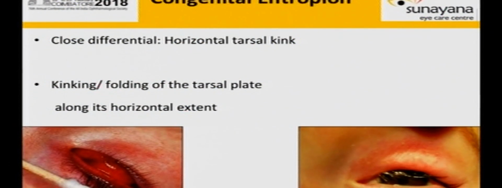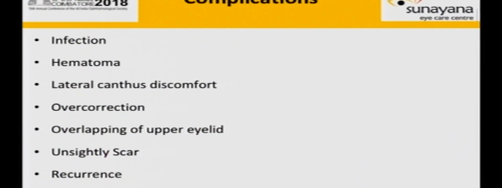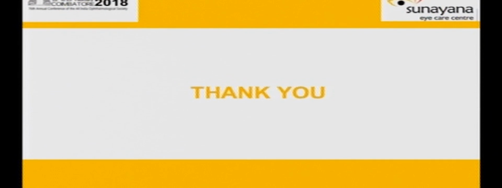A close differential to congenital entropion is the horizontal tarsal kink, and you need to differentiate between the two. So, like any surgery, entropion correction also has complications. Though they are not very common, you need to be watchful. Thank you.